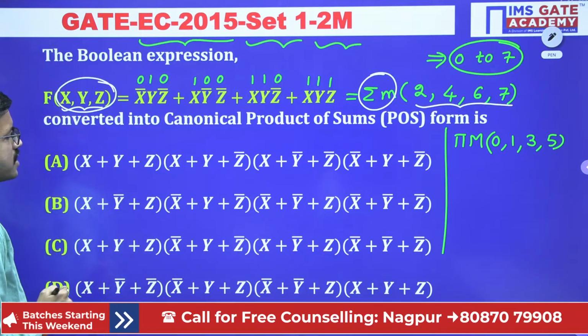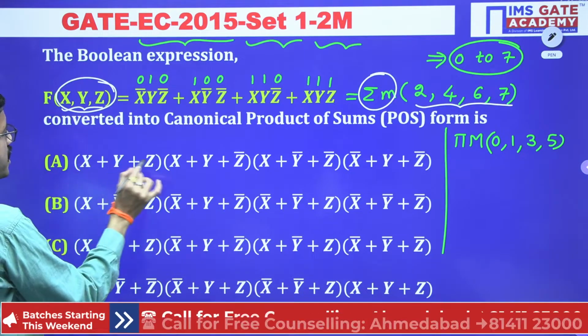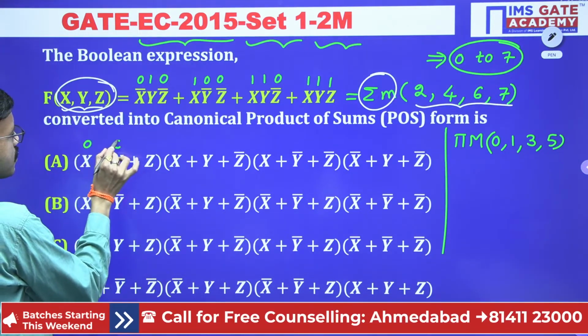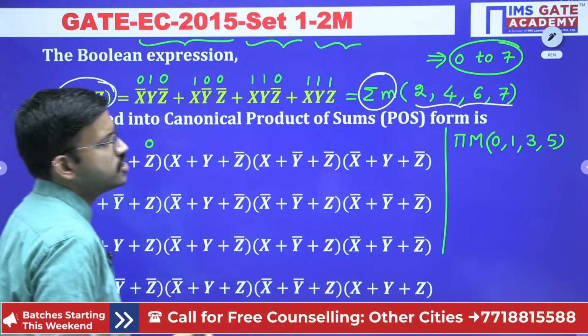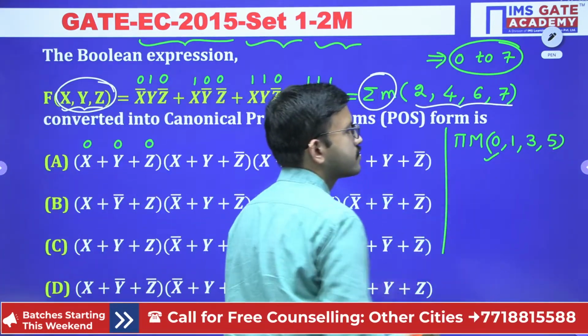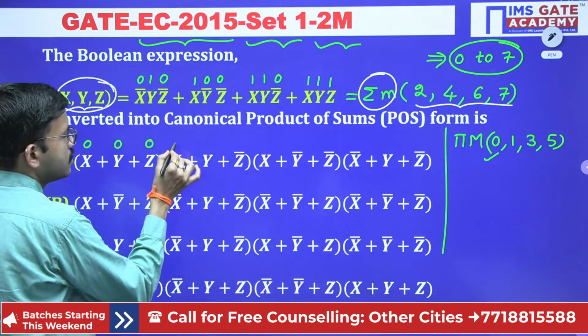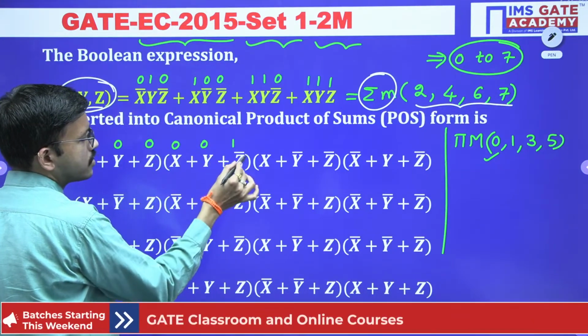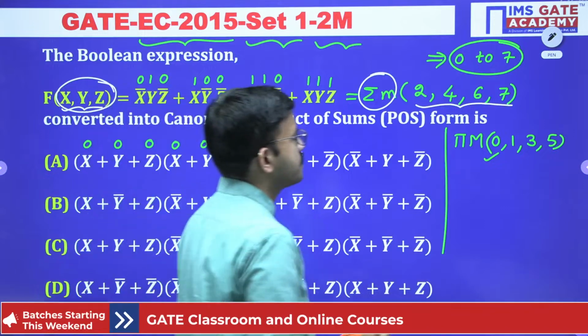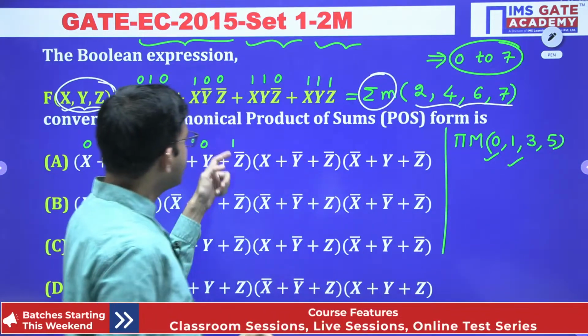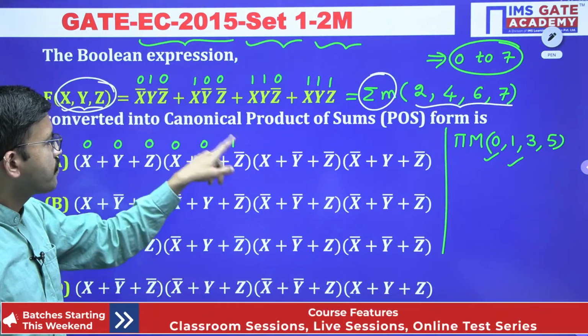Suppose for the timing I am considering option A. So here x plus y plus z, that means 000. 000 is nothing but 0. Yes, we are getting this term. Okay, next 0, 0, 1. Complement is there, here 1. Yes. See, when you substitute, this 1 bar is what? 0. It is very simple.